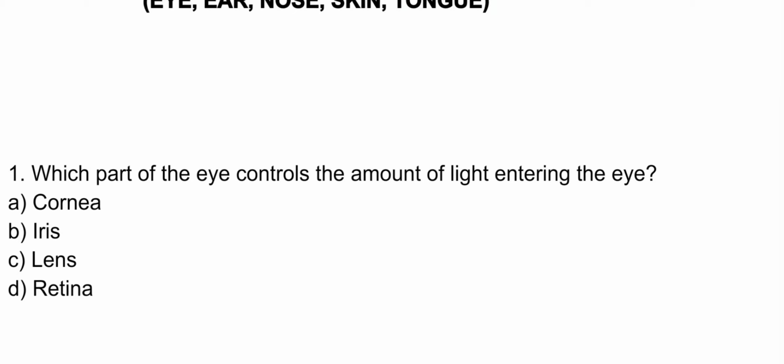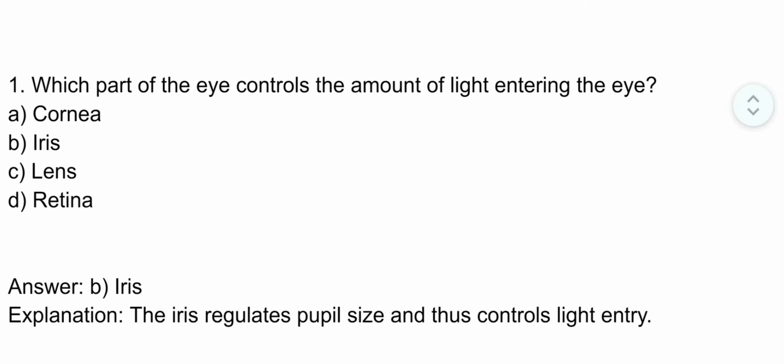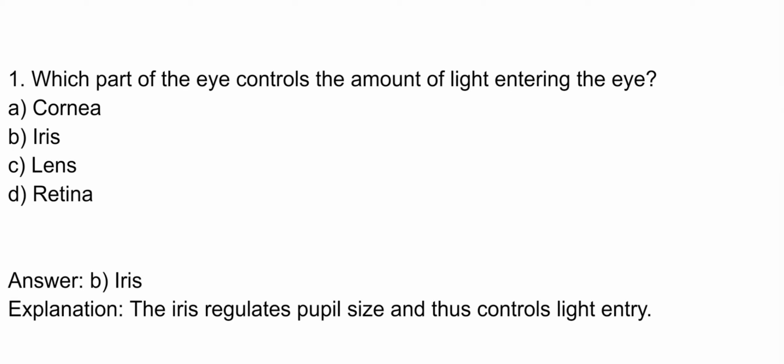Question number 1. Which part of the eye controls the amount of light entering the eye? The correct option is option B. Iris. Iris regulates pupil size and thus controls light entry.